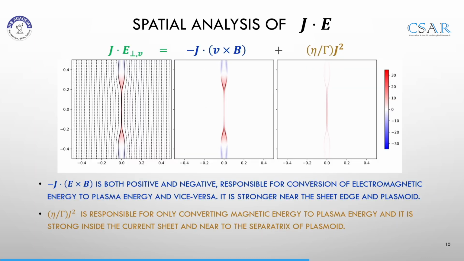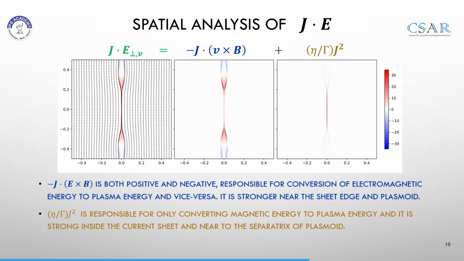For that, we did a spatial analysis of J dot A, like how it varies with space. Now, in the first left-hand side figure, you can see there is a red region and a blue region. The red region is where the electromagnetic fields are giving their energy to the plasma, or energizing it, and the blue region is where the plasma is giving back energy to the magnetic field lines.